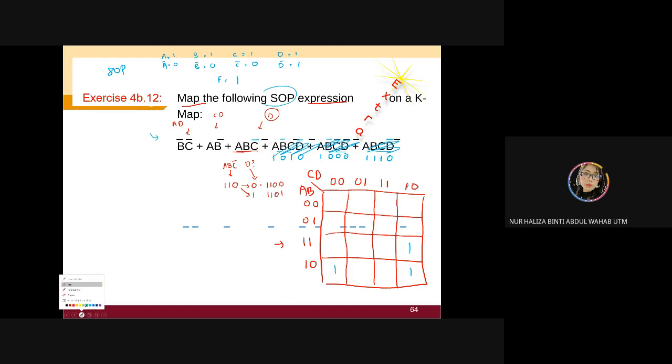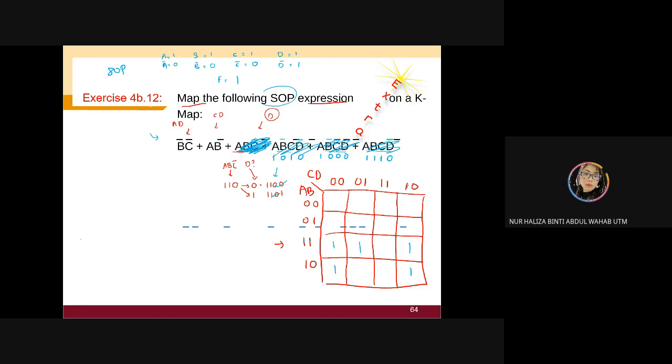So I already get the values. I'm going to see this 1, 1, 0, 0. I'm going to have 1 here. 1, 1, 0, 1. I'm going to get 1 here. So I'm also done for this part.